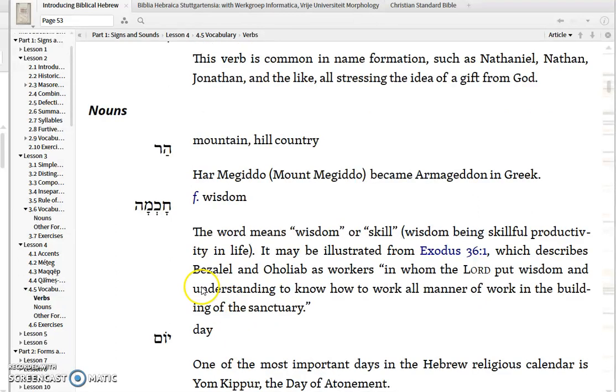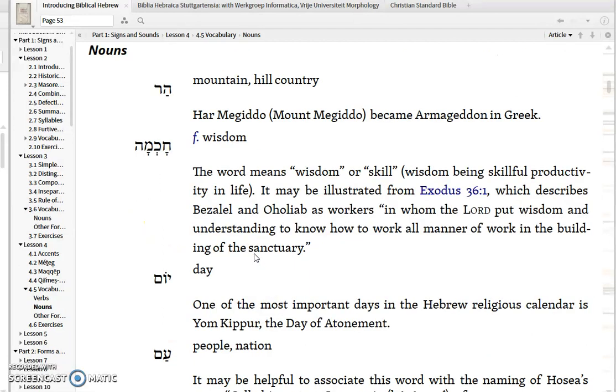And then you have the word Hokmah without the metheg. It's the noun wisdom, Hokmah. Notice it's an O vowel, Kametz. Wisdom, also used as skills, has to do with skillfulness in living, is the basic meaning of Hokmah. And then you have the word for day, Yom, and it's used in expressions like Yom Kippur, Day of Atonement. But it could also be day as opposed to night.